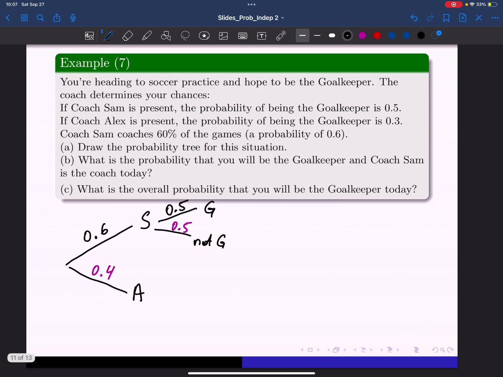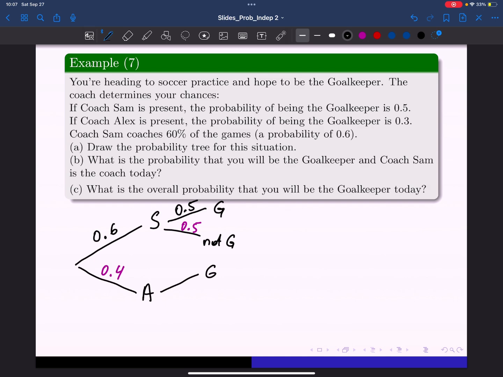Second part, if there is coach Alex, we can also be goalkeeper, or we might not be goalkeeper. So for coach Alex, the probability of goalkeeper is 0.3. You are goalkeeper given that coach Alex is coaching, so this is my 0.3. And not being goalkeeper with coach Alex, both of them need to add up to 1. So if this is 0.3, that means this needs to be 0.7.